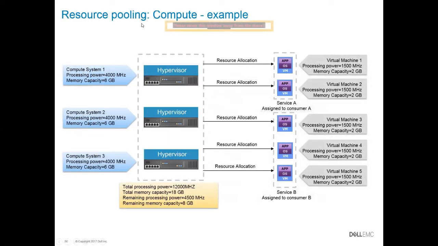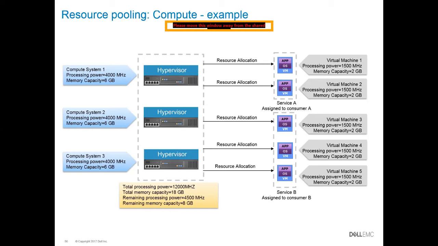So how does virtualization help? It helps us in resource pooling. It's very important. So if you look, we have three machines here. Each one of them has the hypervisor. Let's say each machine has 6 GB of memory, and they have 400 megahertz of processing power. Now, these are three physical machines. Now I can convert them into many virtual machines with different processing powers and different memory capacity.